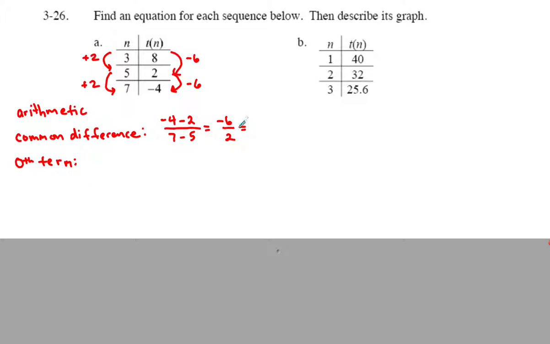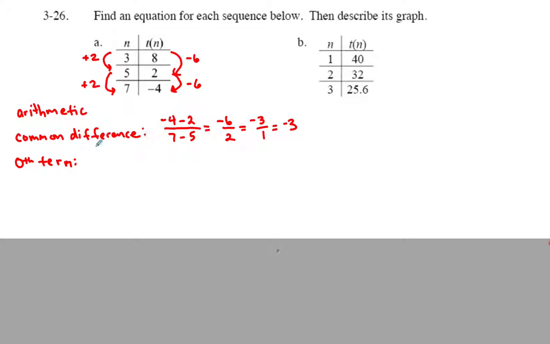But that means when we go up one term number, it's going to change our term by just 3. So we're going to say -3 for each term. Our common difference is -3. Our pattern basically means it's going to go down 3 from term to term.